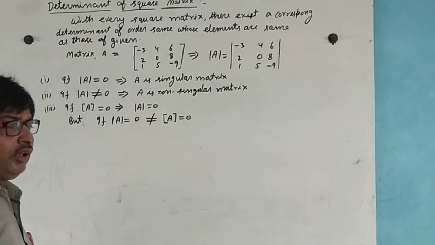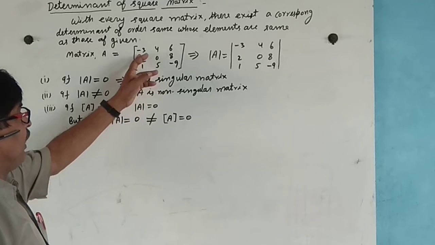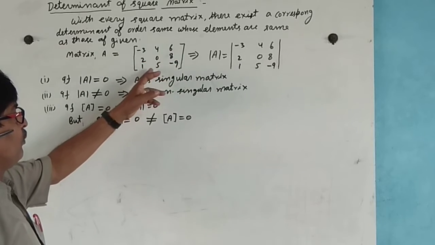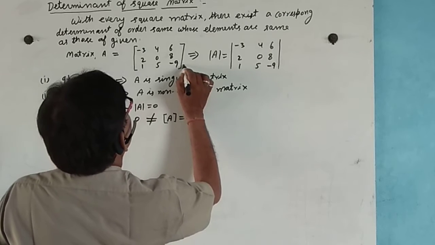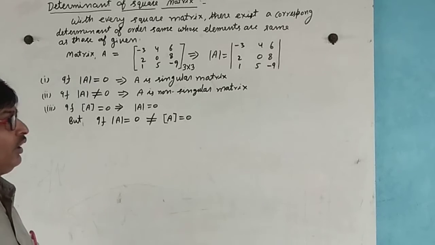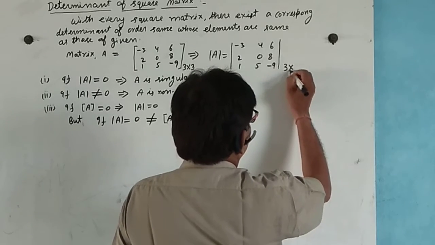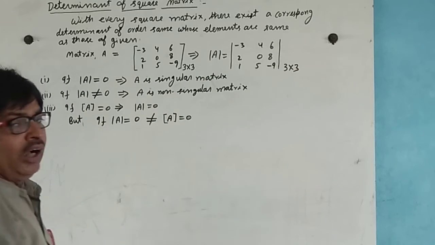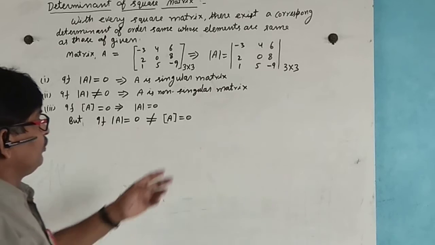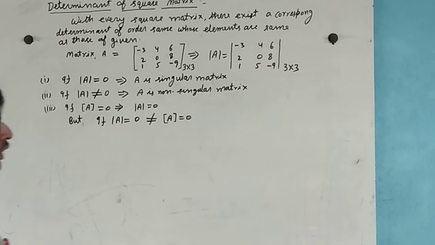It means that if A is a matrix with elements -3, 4, 6, 2, 0, 8, 1, 5, -9, 3 cross 3, then there exists a determinant, and its order is also the same and the elements correspond, because the value of the determinant gives a fixed value, and that is used in calculating the inverse of a matrix.